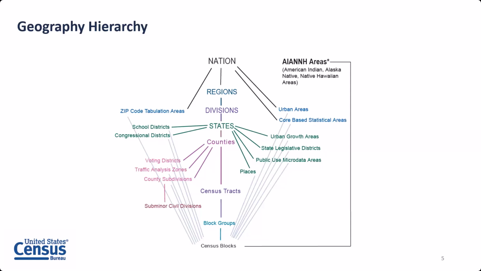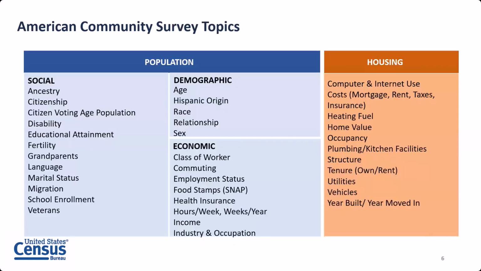So there's a lot to offer on the site. I did also just want to go over the topics that you'll see with the American Community Survey, which is our largest survey available on the site. So this breaks it down into social, demographic, economic, and housing characteristics. These are not necessarily all of the topics you would be able to choose on the site, but these are topics that are contained within the tables that you'll see from the American Community Survey.